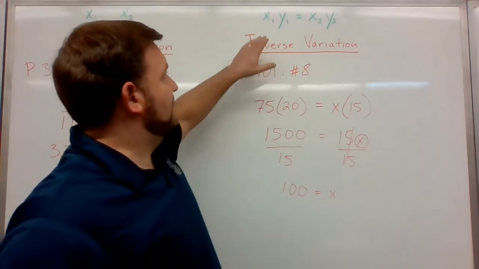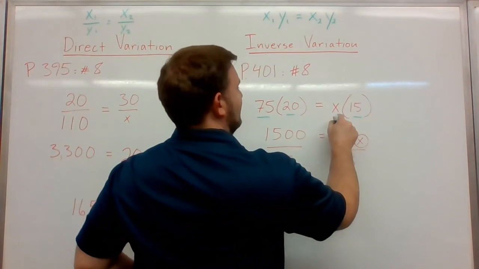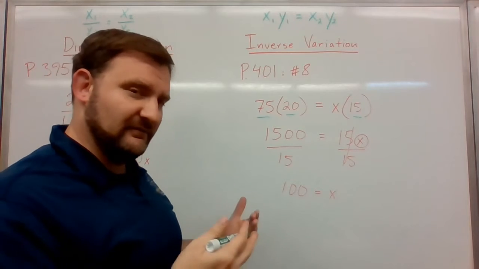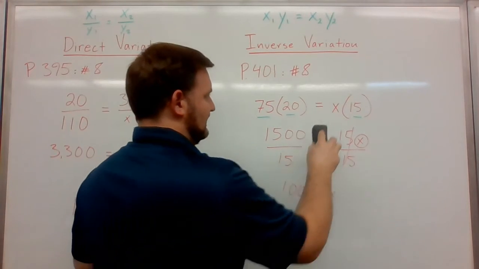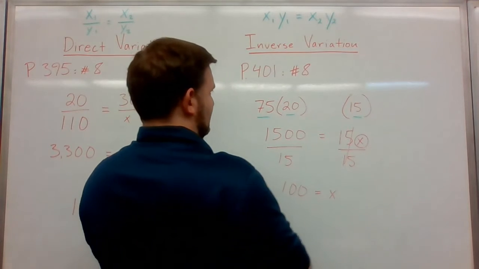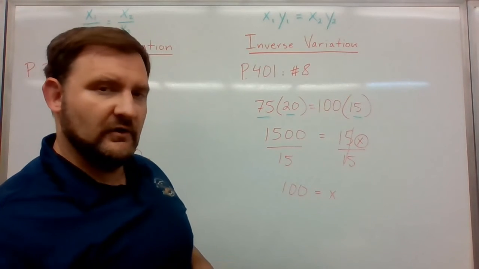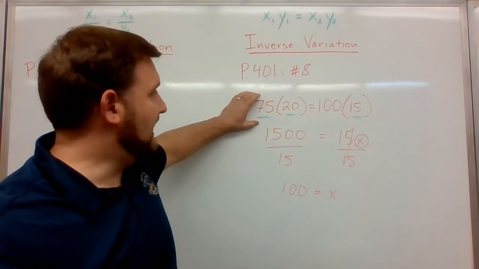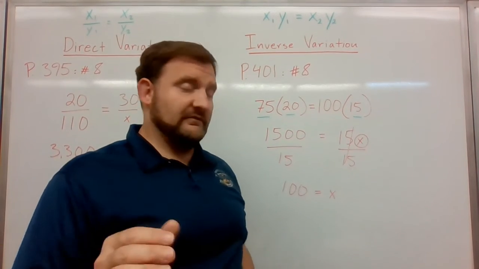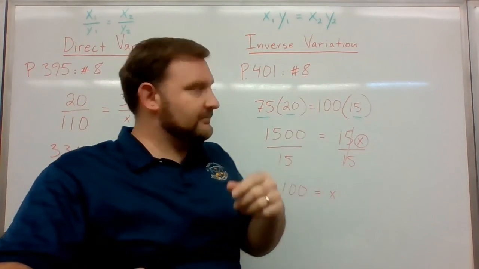So again, four spaces. The problem gave us three pieces of information, this, this, and that. And whatever's left over, the unknown, is what we're solving for. Now, let's talk about the inverse part of this so we can identify that. I'm going to replace x with our answer. Let me rewrite that real quick so we can understand what's going on. Now notice what happened here. If we have 75 and we increase that to 100, 20 becomes 15. So if 75 goes up to 100, 20 goes down to 15. There's that inverse movement, okay?